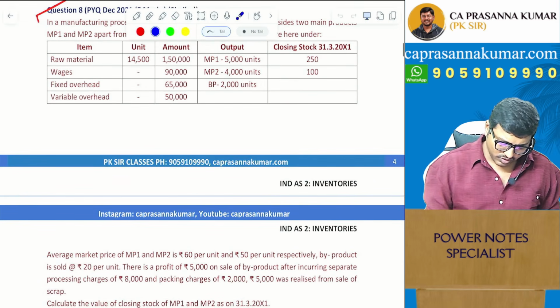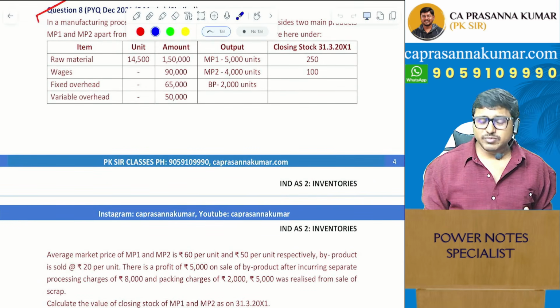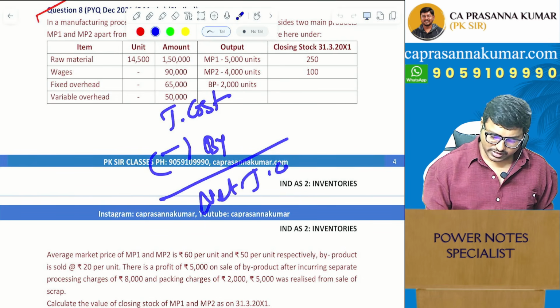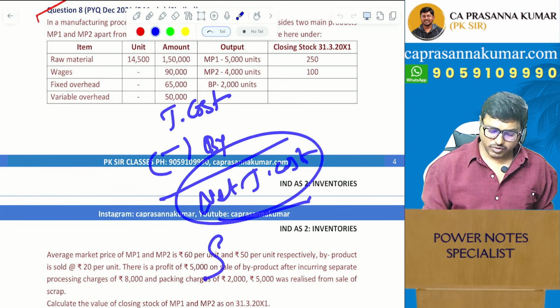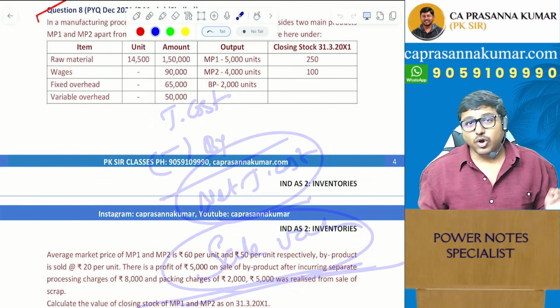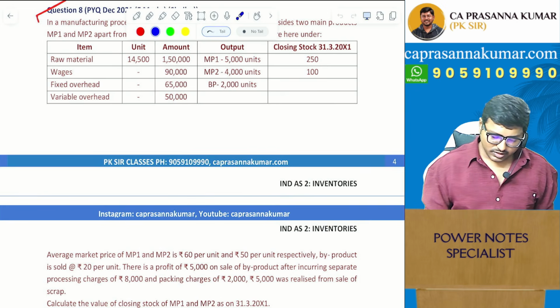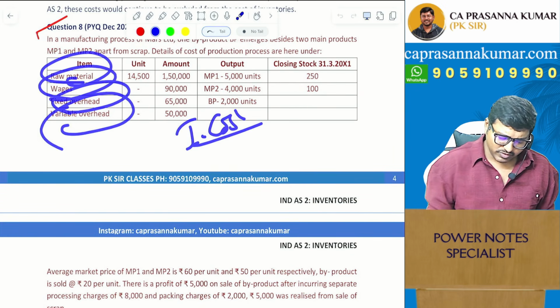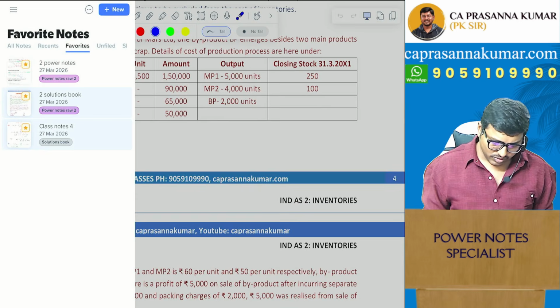Now, how to solve this? Very easy. All you have to do is follow the steps that I've told you. First, find out the joint cost. Then you reduce the scrap value and byproduct value. You'll be getting the net joint cost. You take that net joint cost and apportion it in the ratio of the sale value of joint products. Automatically, you'll be getting the valuation of joint product inventory. That's all. So first, we need to calculate joint cost. How to calculate joint cost? Raw material plus wages plus fixed overhead plus variable overhead. That's all.